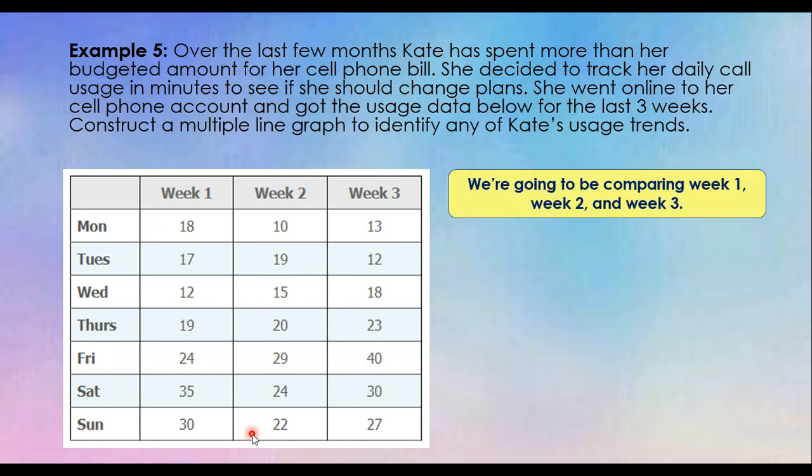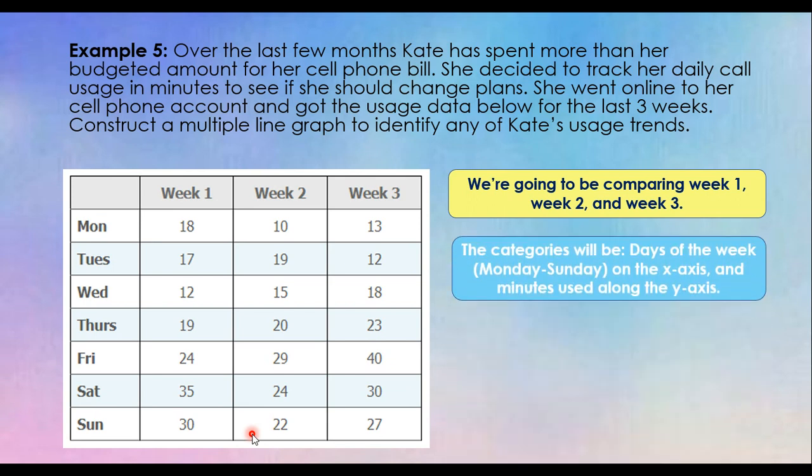So we're going to be comparing week 1, week 2, and week 3. We can get the trend of how much she's talking, because maybe that will give us some insight as to what kind of plan she might need. The categories are going to be the days of the week on the x-axis, since we have Monday, Tuesday, Wednesday, Thursday, Friday, Saturday, each broken up. And then the amount of minutes is going to be on the y-axis. We're going to be comparing week 1, week 2, and week 3 side by side. So that's why I chose the categories to be the days of the week and not necessarily the week numbers.